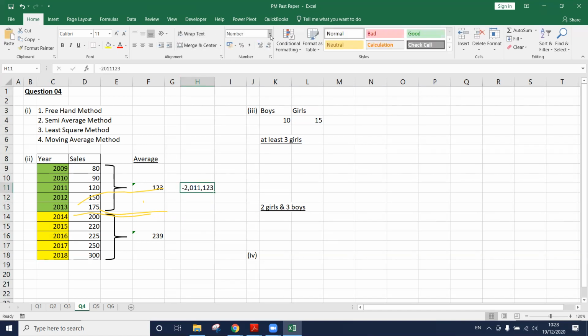Right. With respect to 2011, we need to mark 123. Here, with respect to year 2016, we need to mark the point 239, the average. So here we have two points. By joining these two points on the diagram, we can have the trend line. Right?